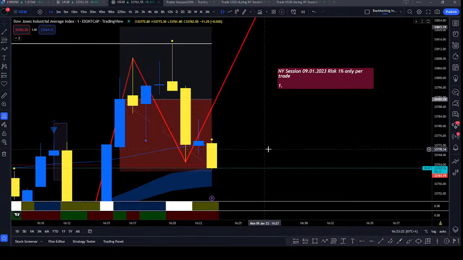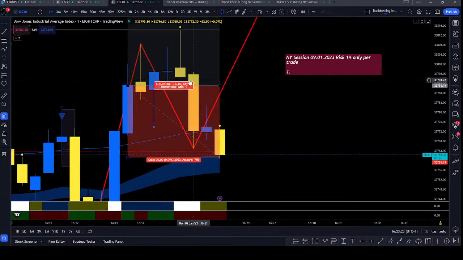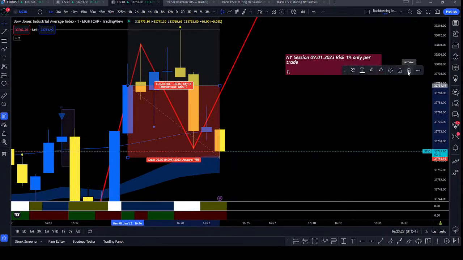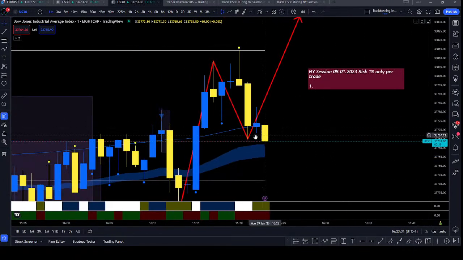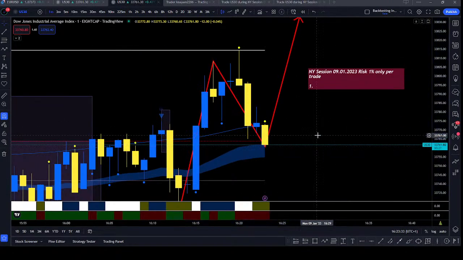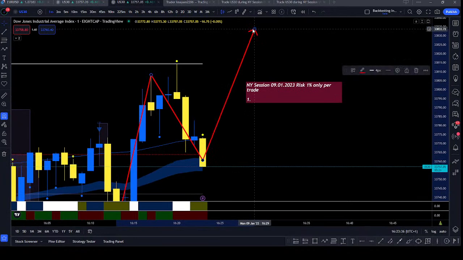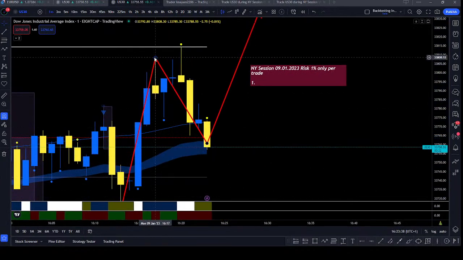Price is again shifting the structure, right? But what happened? The demo trade has touched the stop loss. That's why I say never trade on the demo trade. Never take the first trade on the first leg. Never trade on the first leg.